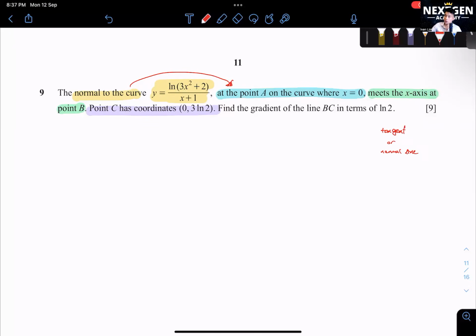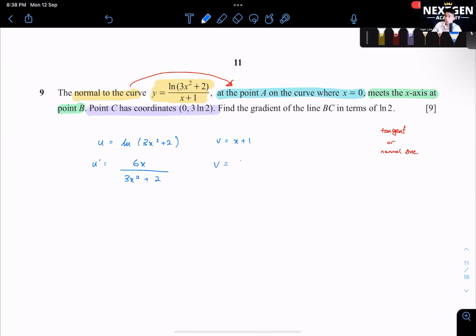First thing, I've got a curve. This curve is y equals ln of 3x squared plus 2, over x plus 1. Therefore, I find my dy over dx first because I want to find my gradient. For dy over dx, I'll use the quotient rule. So u is ln 3x squared plus 2, v equals x plus 1. U prime will be f prime x over f x, so this one will be 3x squared plus 2.